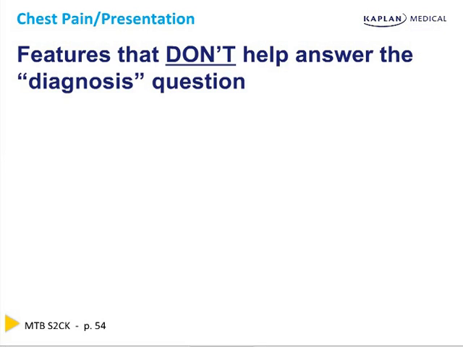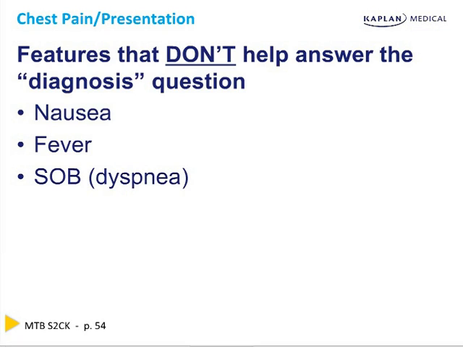The features that don't help you answer the most likely diagnosis question. Nausea is extremely nonspecific. Fever is nonspecific. Even atelectasis causes a fever. That's why a pneumothorax can cause a fever, because atelectasis causes fevers as well. Pericarditis causes a fever because any inflammation can cause a fever.